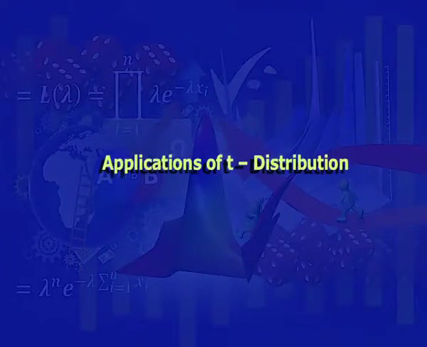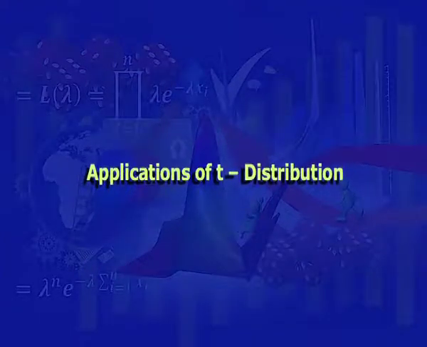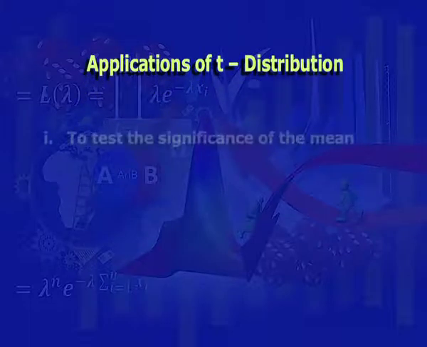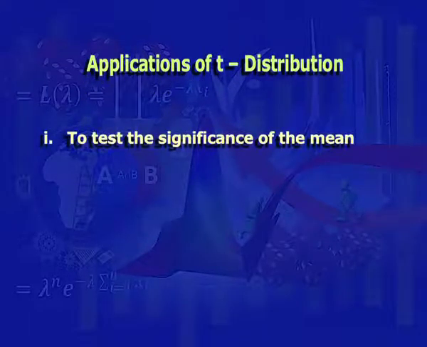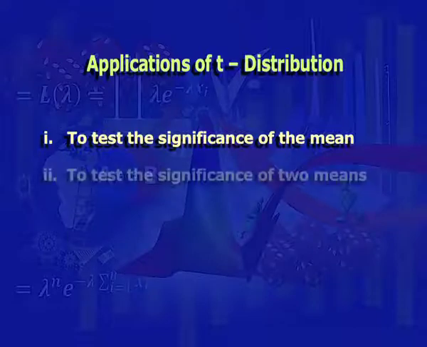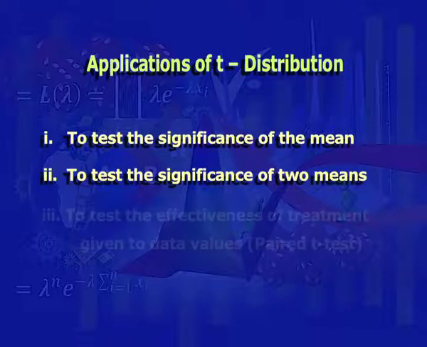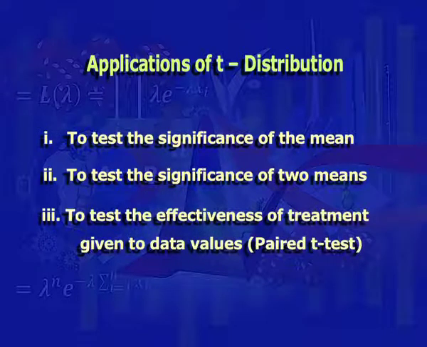Let us see applications of t distribution. Some important applications of t distribution are as under. Number 1, to test the significance of the mean. Number 2, to test the significance of two means. Number 3, to test the effectiveness of treatment given to data values, that is paired t-test. Let us see the above applications by considering suitable illustrations.